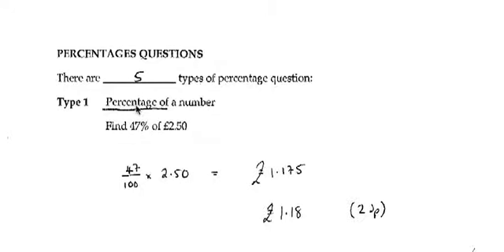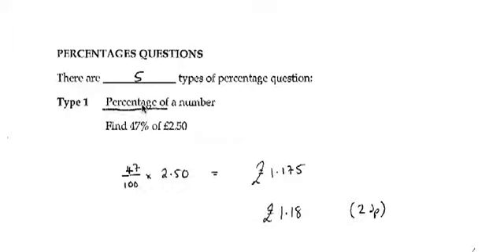Cent means 100, per means out of, like in miles per gallon. So all we're saying is what's 47 out of 100? Of always means times, so 47 per cent of £2.50. We usually round money to 2 decimal places, so £1.18.